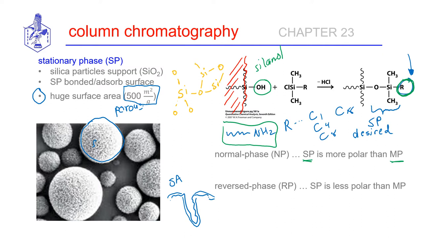In the reverse phase, the stationary phase is less polar than the mobile phase. So if we have one of these alkyl chains as an R group, those tend to be nonpolar. So if we're using a slightly polar solvent, whether it be acetone or something like that, we would be conducting the separation in the reverse phase.